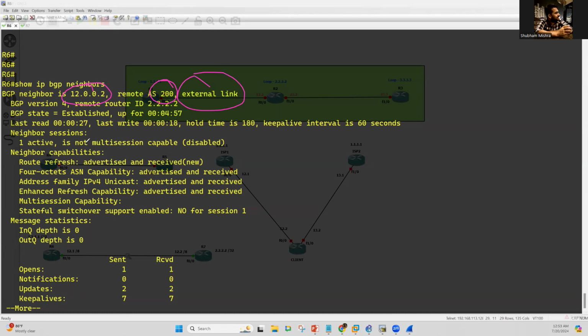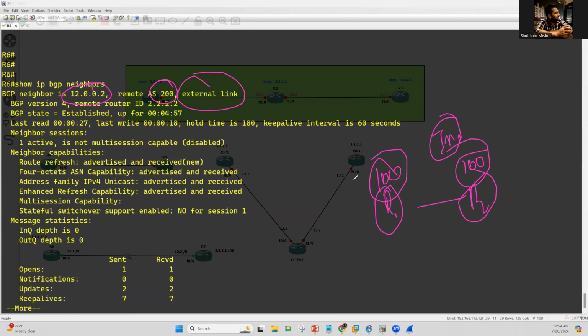What do you mean by external link here? Here you will find either external or internal. When you find internal, that is when the AS number on R1 as well as on R2 is the same, it means an IBGP neighbor. In case of an IBGP neighbor, you will find an internal link here. But here on R6 we configured AS number 100, and on R7 we configured AS number 200. So both are EBGP neighbors. That's the reason the link is external. Getting my point, everyone? Yes or no?